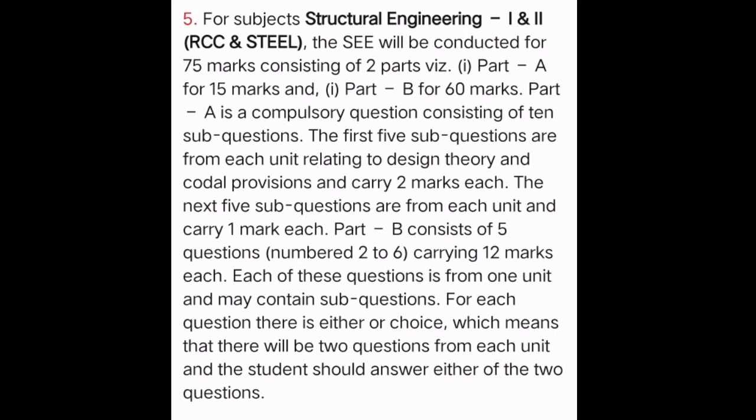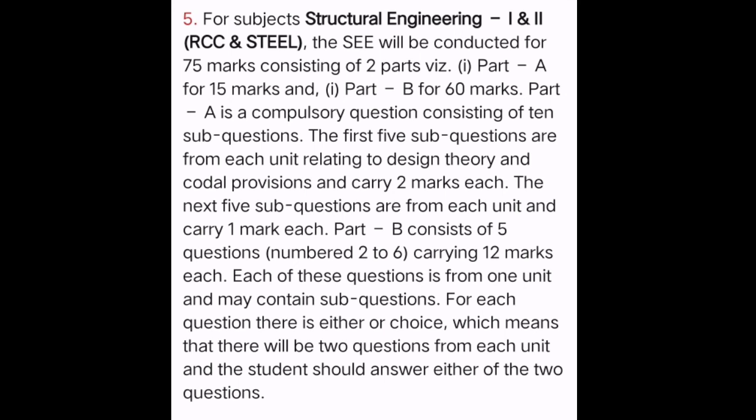And for subjects like structural engineering 1 and 2, meaning RCC and steel, the question paper will consist of 2 parts, part A and part B. Part A will be a compulsory question consisting of 10 sub-questions. The first 5 sub-questions are from each unit related to design theory and codal provisions and carry 2 marks each. And the next 5 questions are from each unit and will carry 1 mark each.